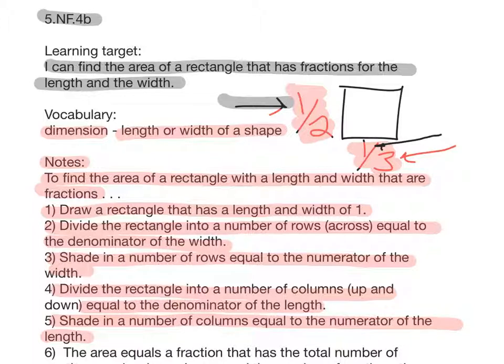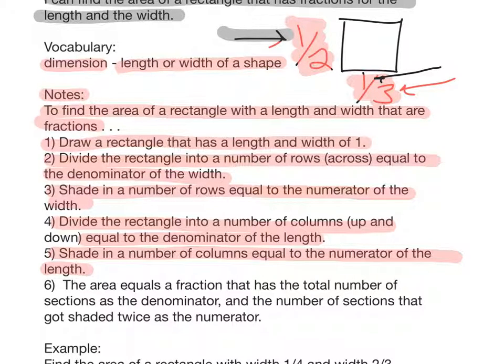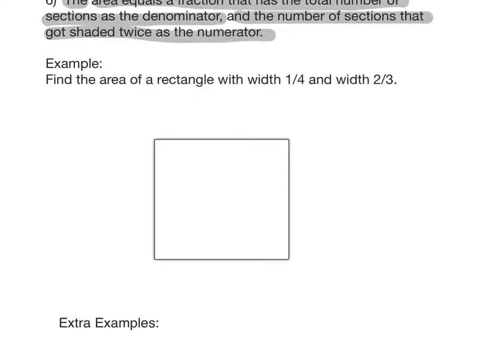So the next thing you would do is you would figure out the area. So the area is going to equal a fraction. It's got the total number of sections as the denominator and the number of sections that got shaded twice as the numerator. Okay, so all of that didn't make much sense yet, but it should make sense when you see this example.